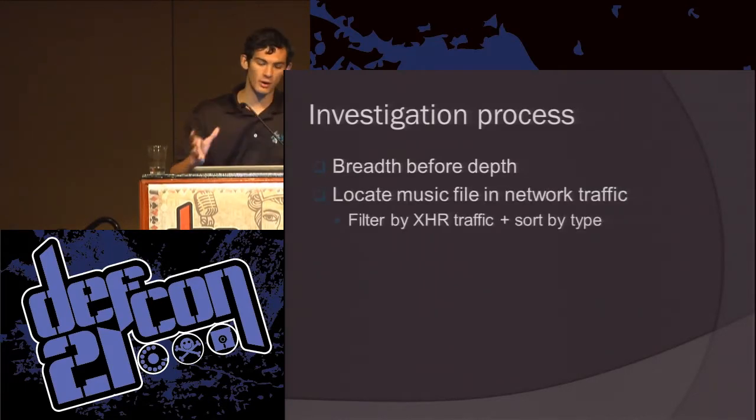Once you keep that in mind, you want to locate the music file in the network traffic. So you can do this in Chrome by opening up the developer console and then going to the network tab, and you can see all the traffic flying by. And there's going to be a lot of traffic, so you want to filter based on XHR traffic and possibly sorting by type.